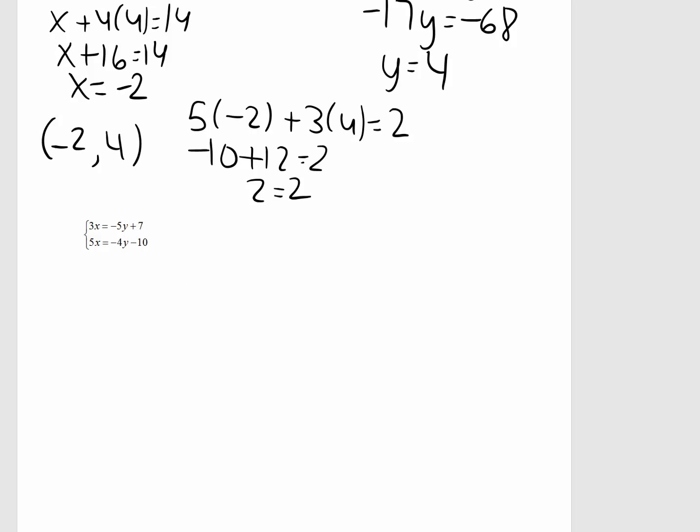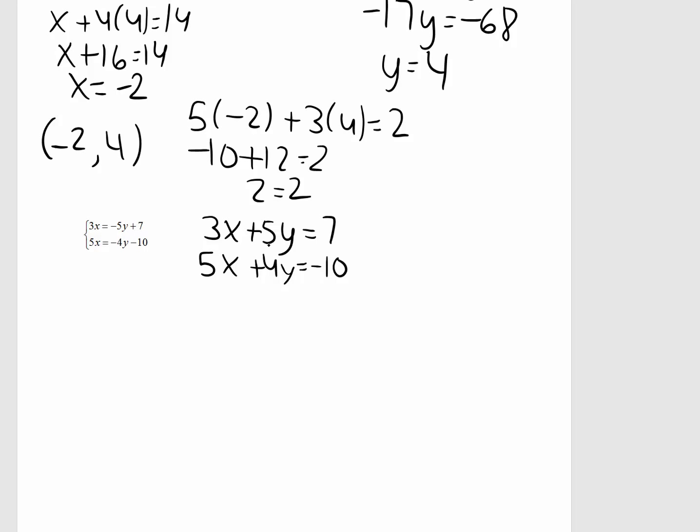Okay, let's take a look at the next example. Notice neither of these equations are in standard form. So let's do that first. I'm going to add 5y to the top equation. And I'm going to add 4y to both sides on the bottom equation. Now, this time I'm going to eliminate y. But you certainly can eliminate x, and if done correctly, you should get the same answer I do.